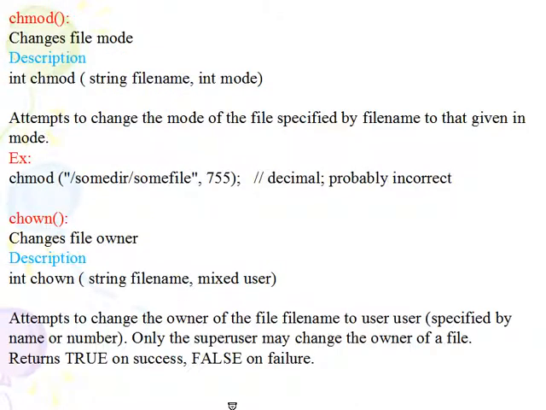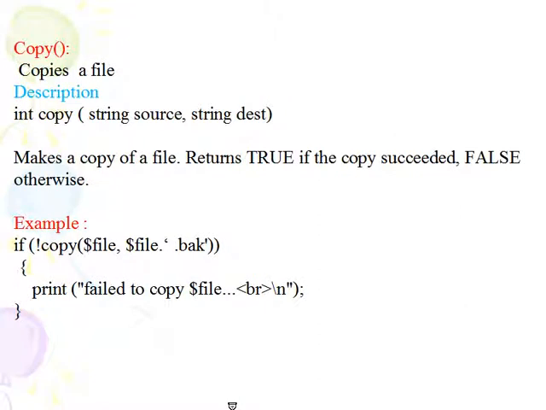The next function is chmod. It is used to change the mode of the file. The mode of the file means the access mode of the file. It takes two parameters. The first one is the name of the file and the second one is the mode of the file. The next function is chown. It is used to change the owner of the file. It takes two parameters. The first one is the name of the file and the second one is the user. If we want to change the owner of the file, we should be the owner of the file or the super user.